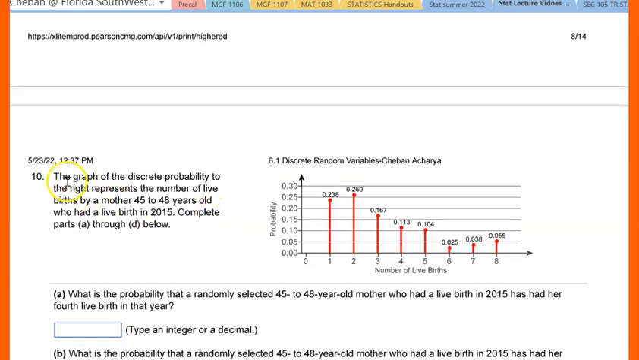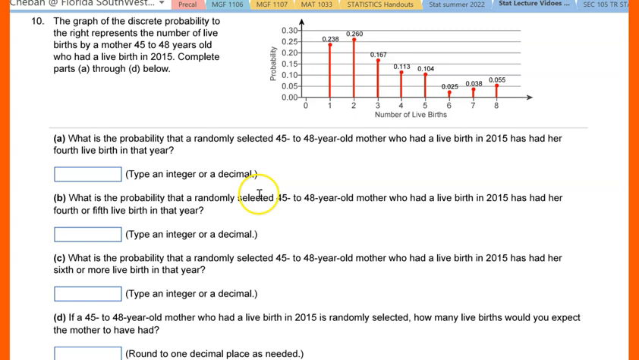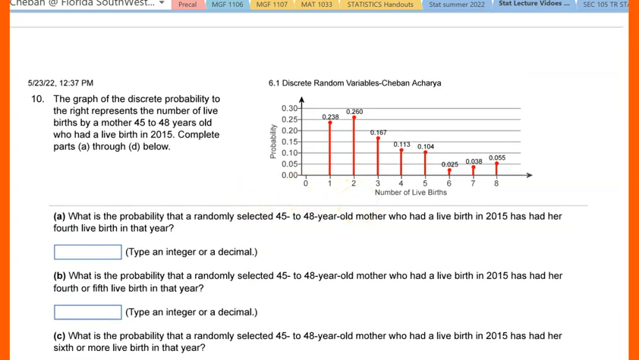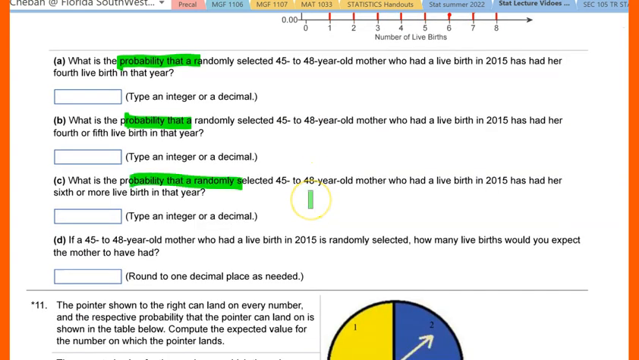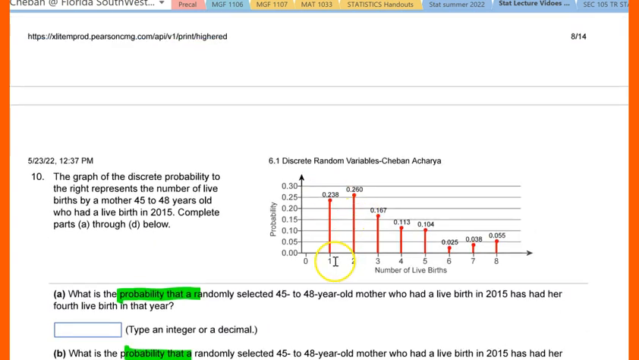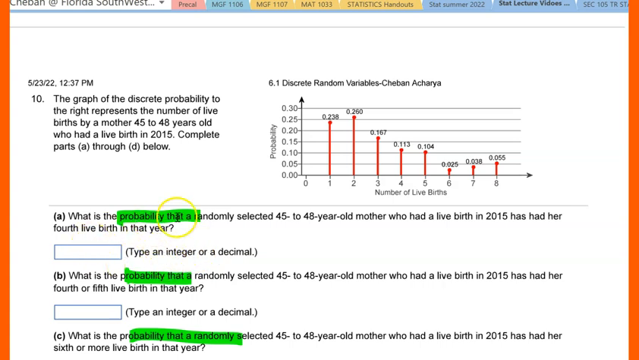All right, question number 10. Similar to the previous questions, you have a graph, and you can read the graph and answer the question, which says to find the probability. To find the probability, you see probability on the vertical axis and number of live births on the horizontal axis, and the probability is already given on top of each bar. You can read it properly and just write the answer here. That's not difficult.